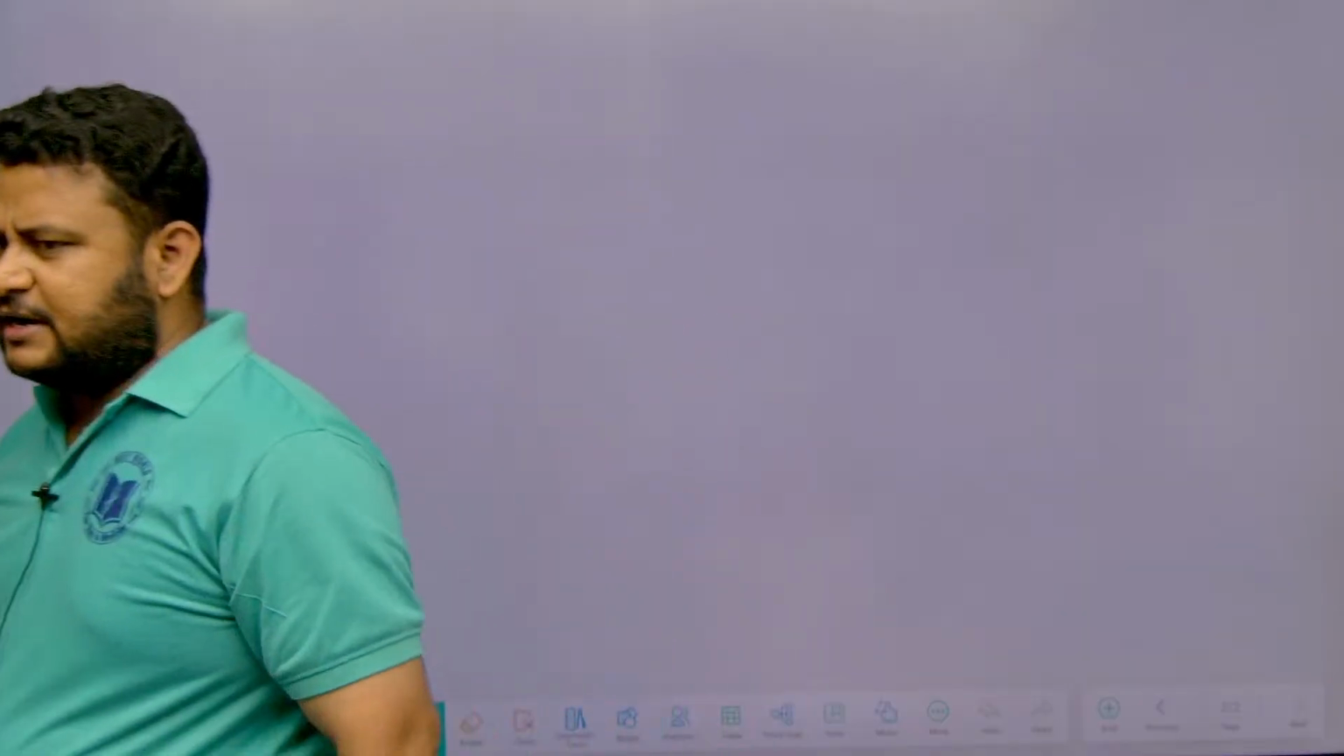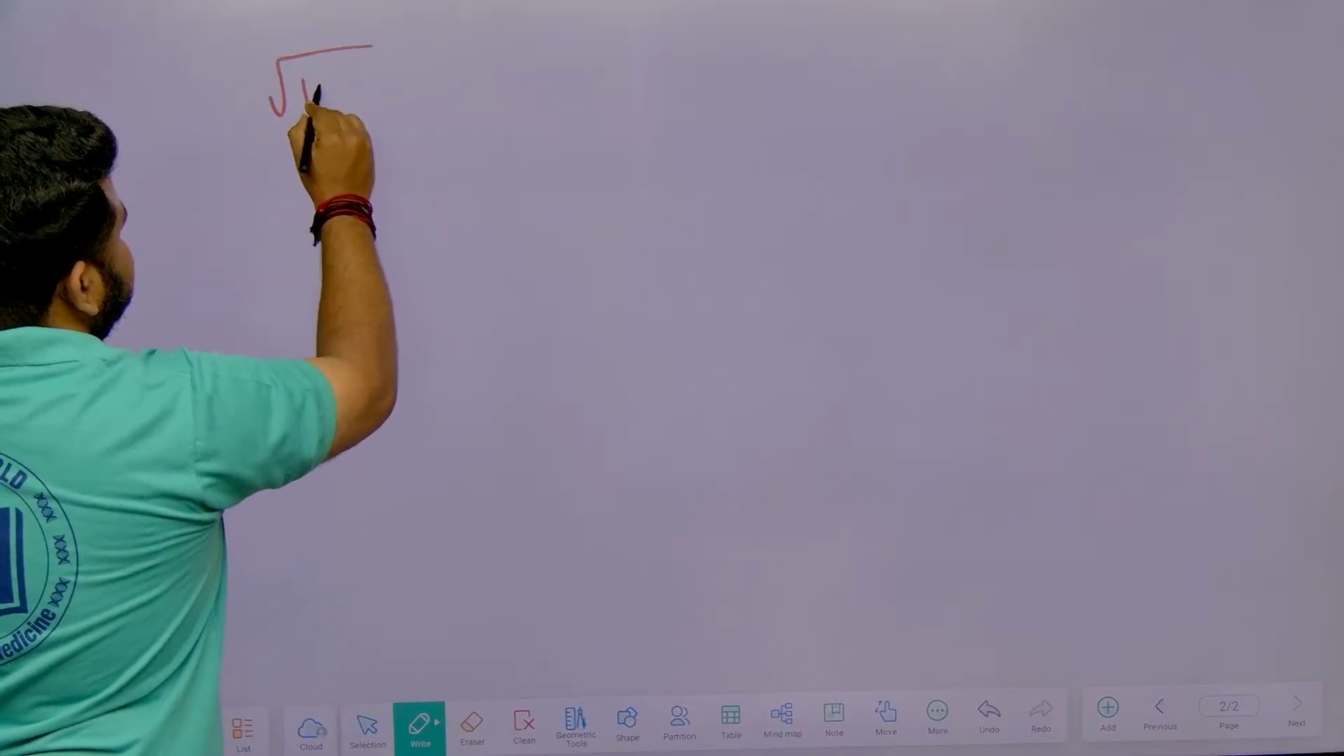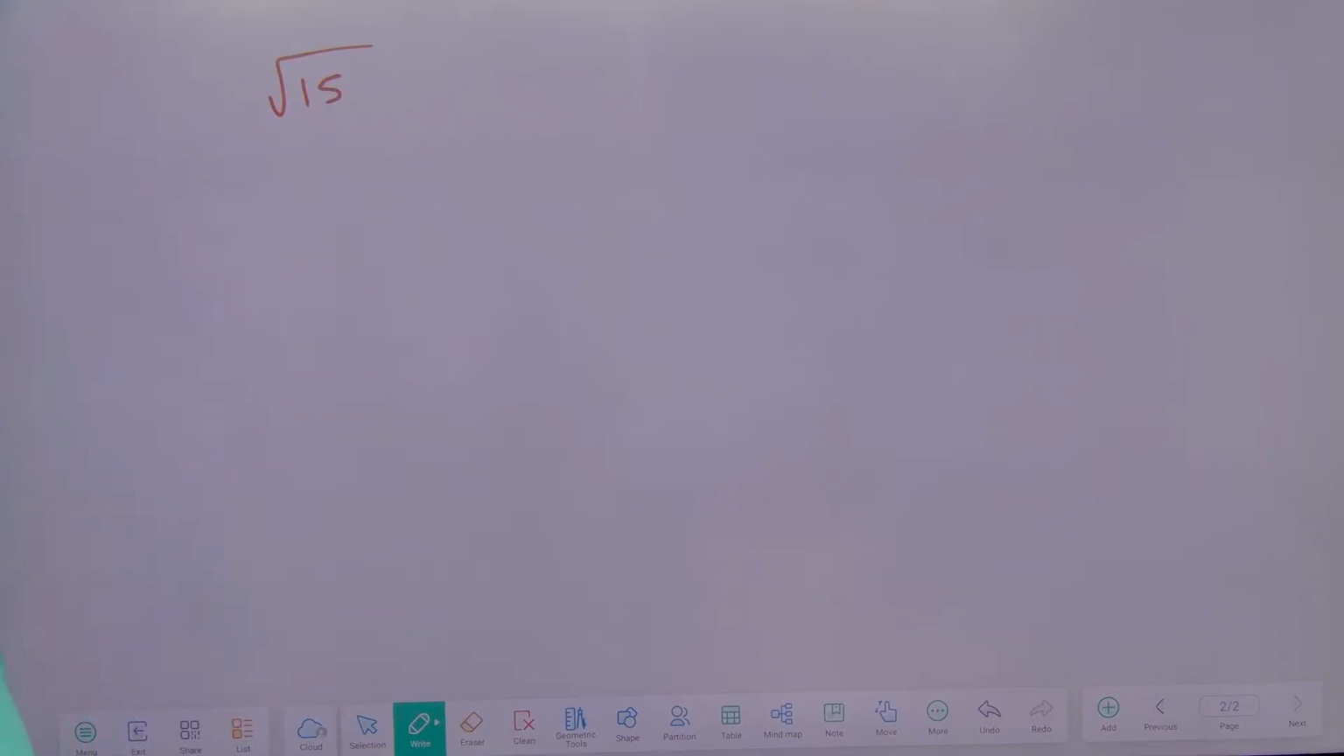So I told for 101 we can do it like this. Suppose we are having something like this, square root of 15. Square root of 15, exact value we definitely don't know. But square root of 15 is close to which value? You have to think. Square root of 16. Correct?